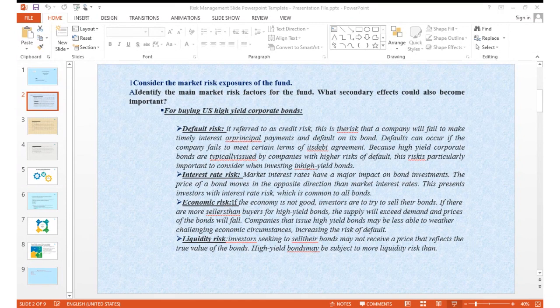Next is interest rate risk, the same as with other bonds. When interest rates go down, price goes up. When interest rates go up, price goes down. It's similar to other bonds.